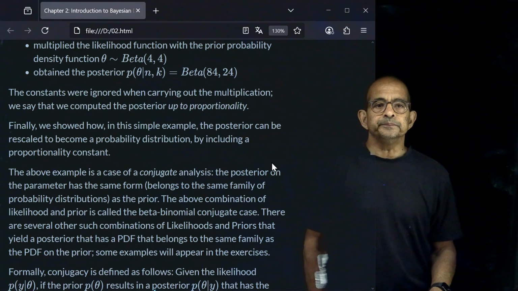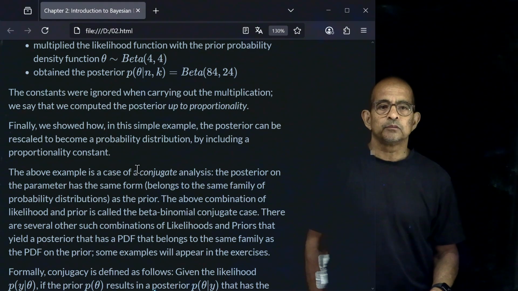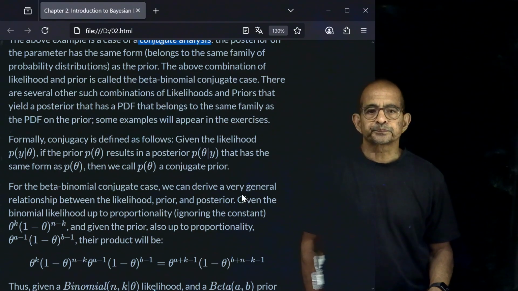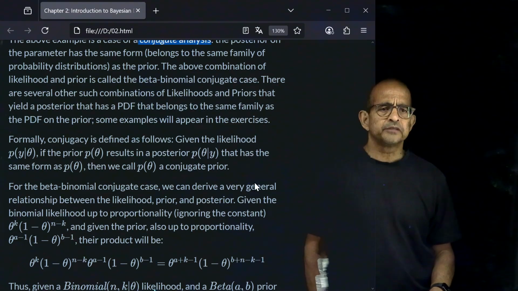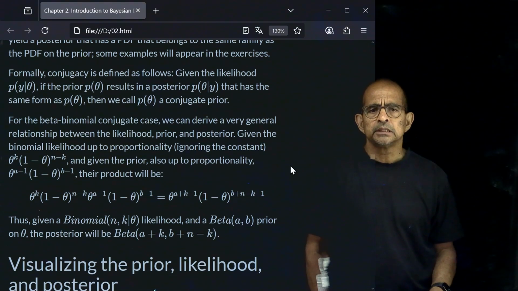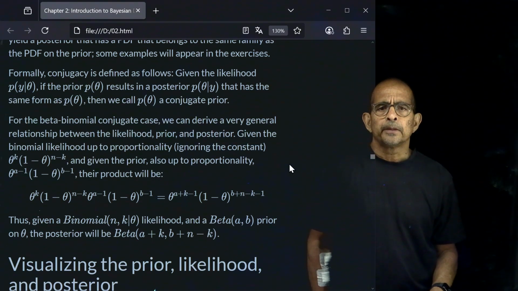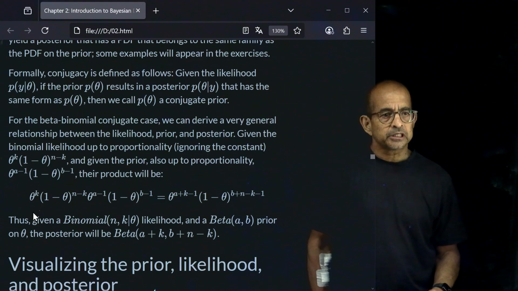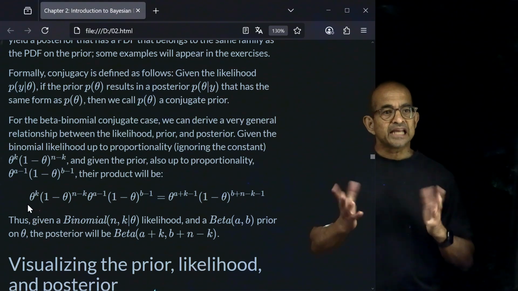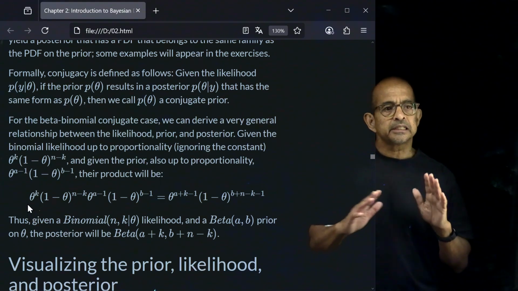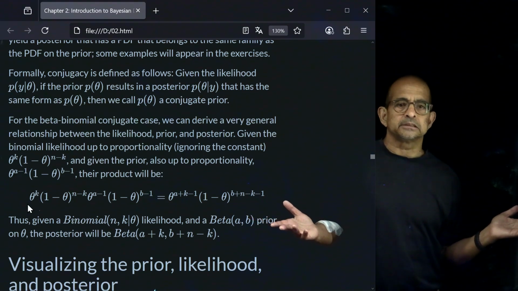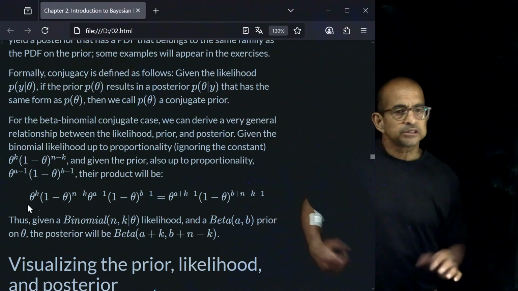All right. So I've already explained what a conjugate analysis is, and that's the example we just looked at. You can look at the formal definition of conjugacy later on and look at all the details there. But what's interesting in this particular beta-binomial case is that we can actually derive a general solution for a beta-binomial conjugate analysis. So the general solution is the following.